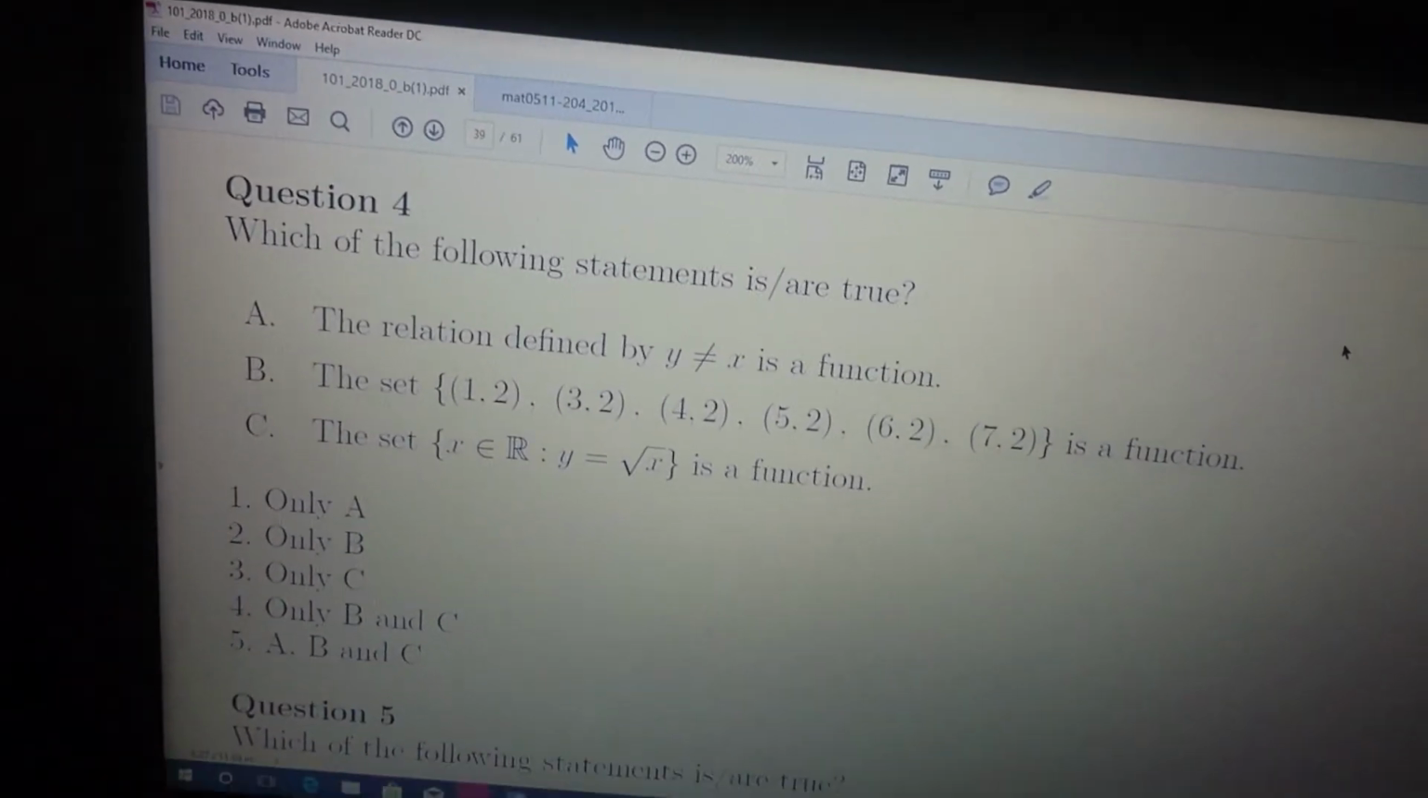So now let's go straight to the solution. In the solution, the first question says the relation defined by y is not equal to x. First of all, I'd like to explain to you how to identify whether something is a function or not a function.